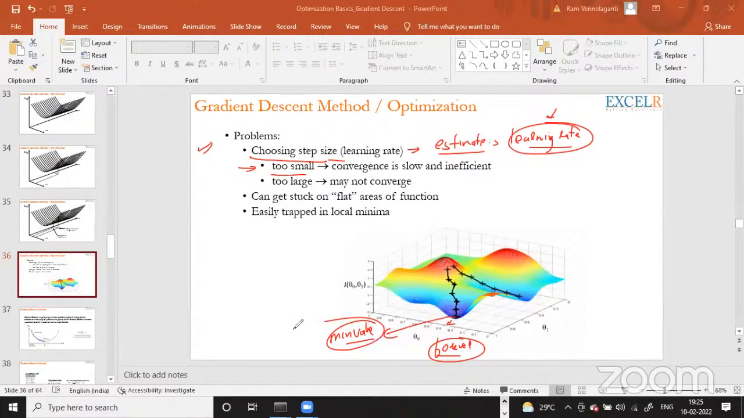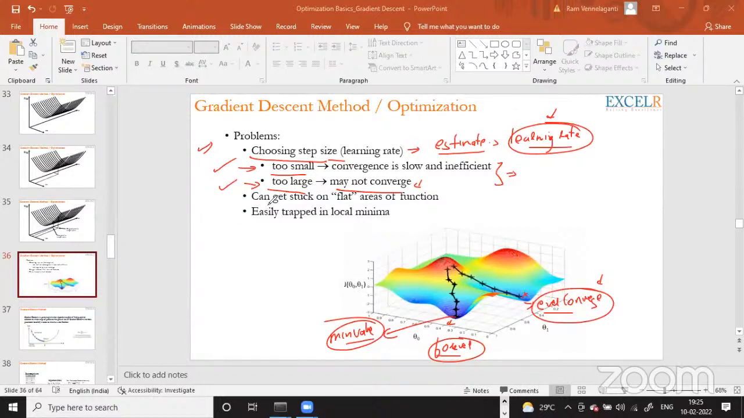What is the problem if you select too large a learning rate? It may not ever converge. It will keep bouncing around that minimum value, and it may not ever reach the minimum value of our curve. So you should be very careful when you're deciding the value of your learning rate. It should not be very, very small. It should not be very, very large.